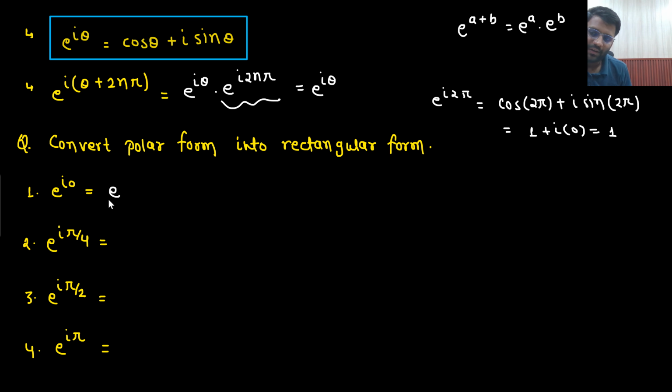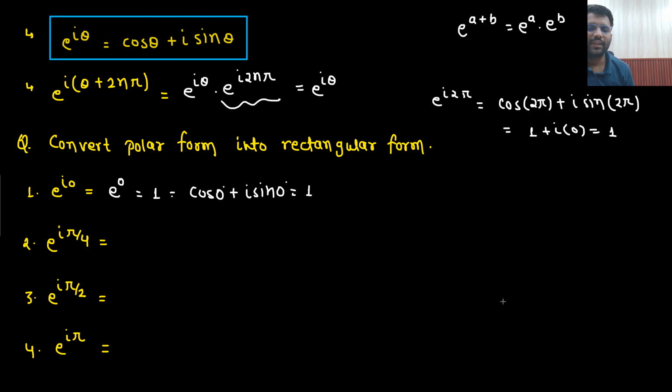Now e to the power iota 0, iota multiplied with 0. Anything multiplied with 0 will be 0 only. So it is nothing but e to the power 0. What is the value of e to the power 0? E to the power 0 is always 1. Or you can directly see that it is nothing but cos 0 plus iota sin 0. So cos 0 is 1, sin 0 is 0. So answer will be 1 only.